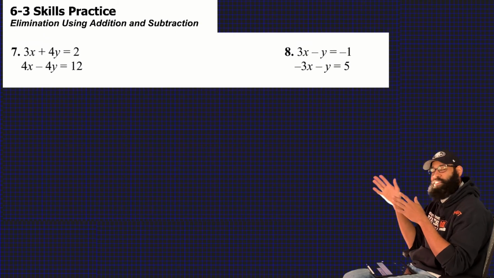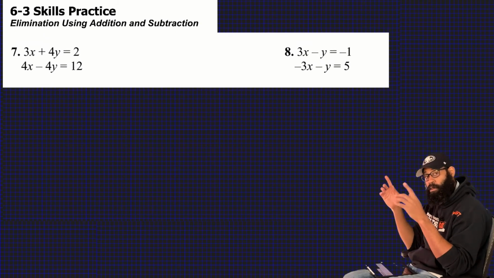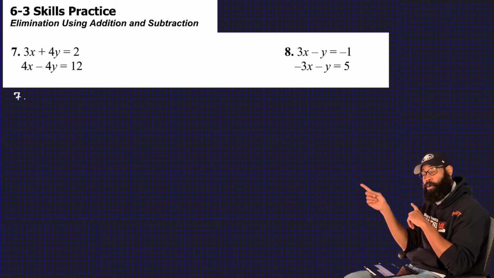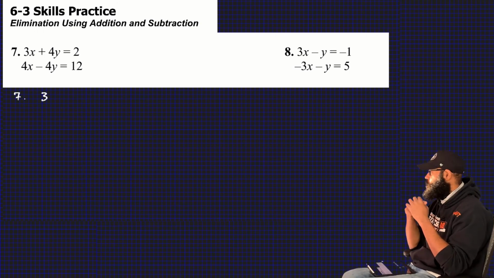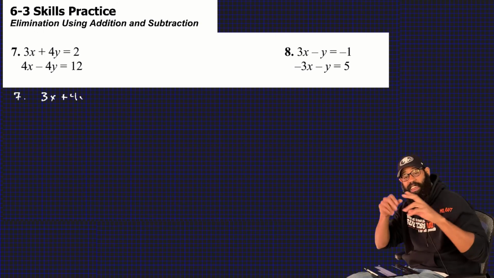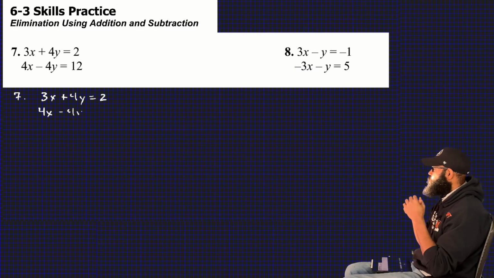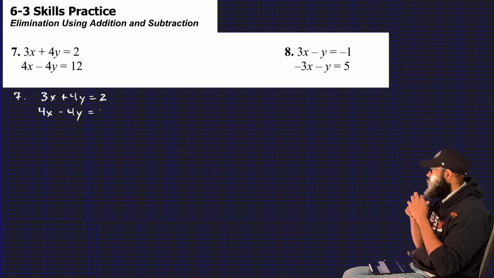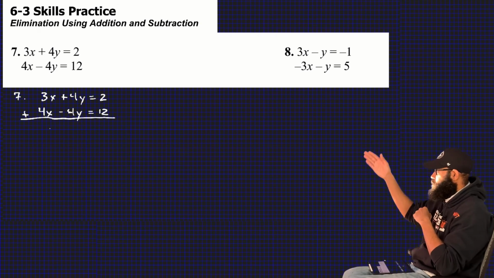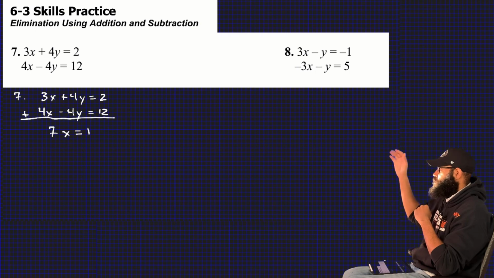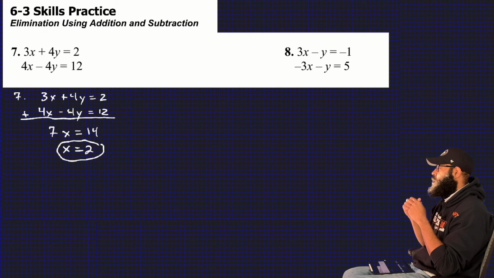But what's cool about it, guys, is nothing's changing. We're still using our eyes to see what we need to do. So for 7, do I need to do anything? Do I need to adjust one of the equations? No. There it is. 3x plus 4y equals 2, and 4x minus 4y equals 12. So would it be the first set of terms, 3x and 4x, or the second set, 4y and negative 4y? Awesome, right? And, oh, I actually know what 7 times x equals 14 is. Good, it's 2.